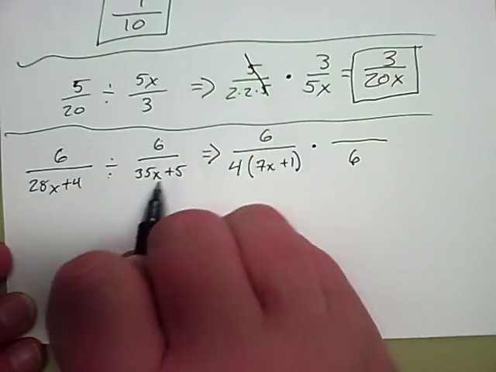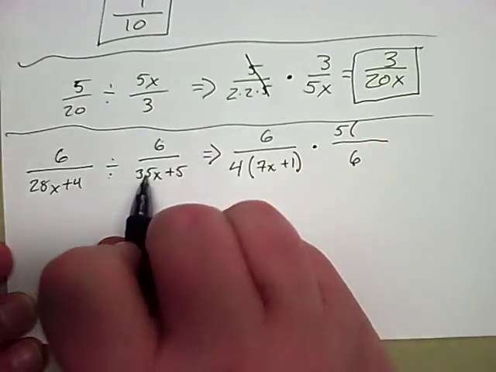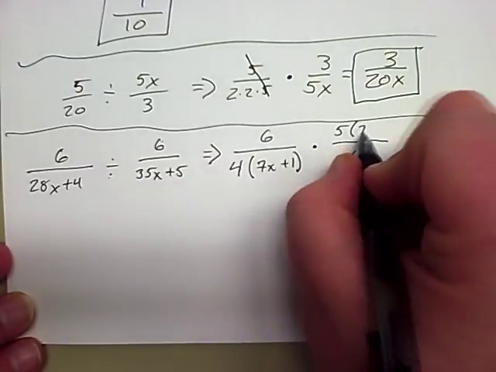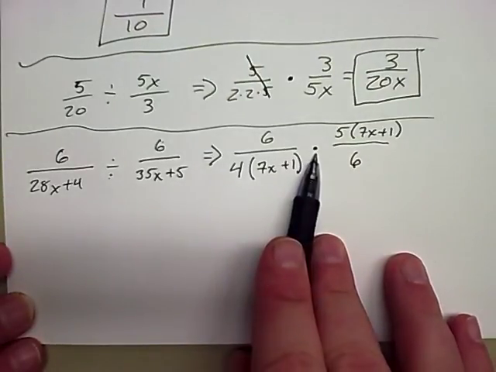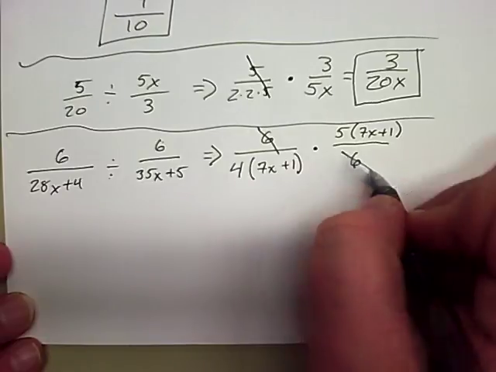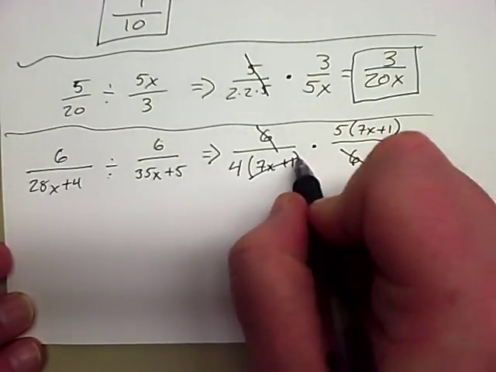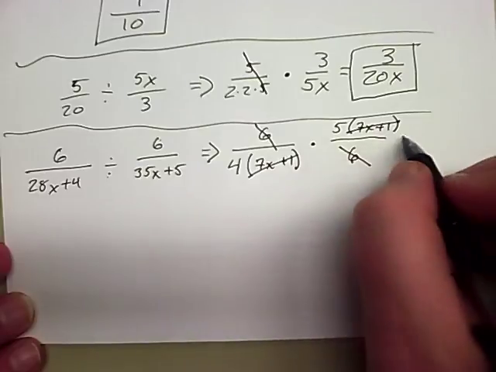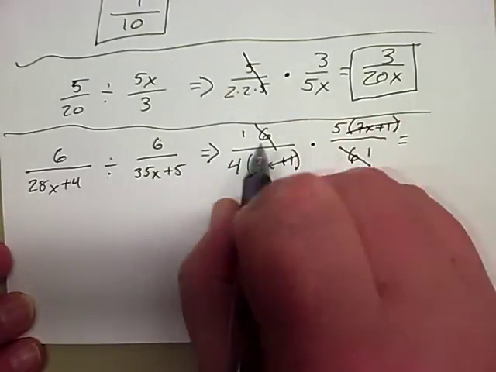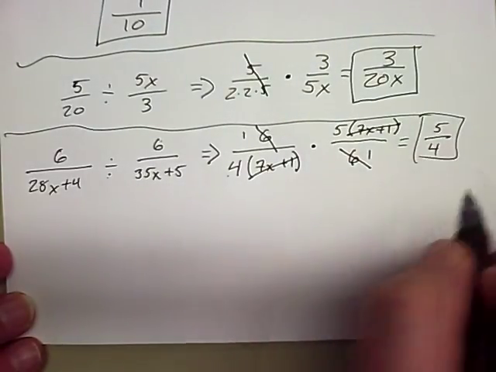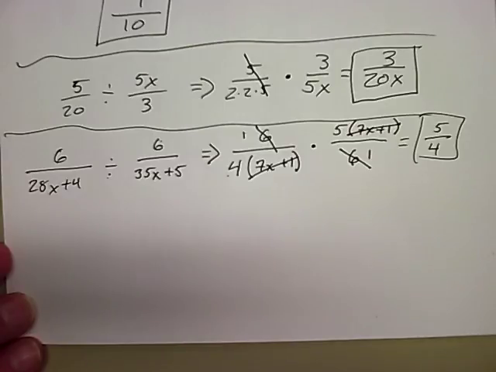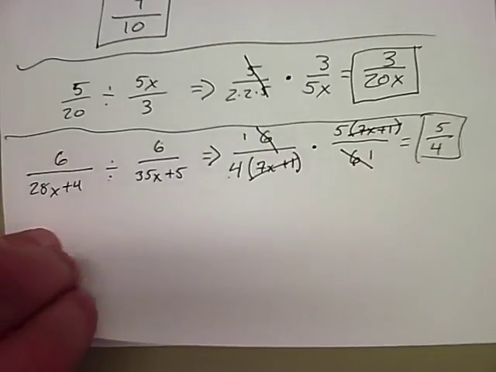The 35x plus 5, well, I could factor a 5 out of there. And 35x divided by 5 is 7x. And 5 divided by 5 is 1. Well, now that I'm dealing with multiplication, I can cancel where I can. So that 6 is going to cancel with that 6. That 7x plus 1 is going to cancel with that 7x plus 1. That 6 turned into a 1. This 6 turned into a 1. 1 times 5 is 5. 4 times 1 is 4. And that's all she wrote. Let's try one more example here.